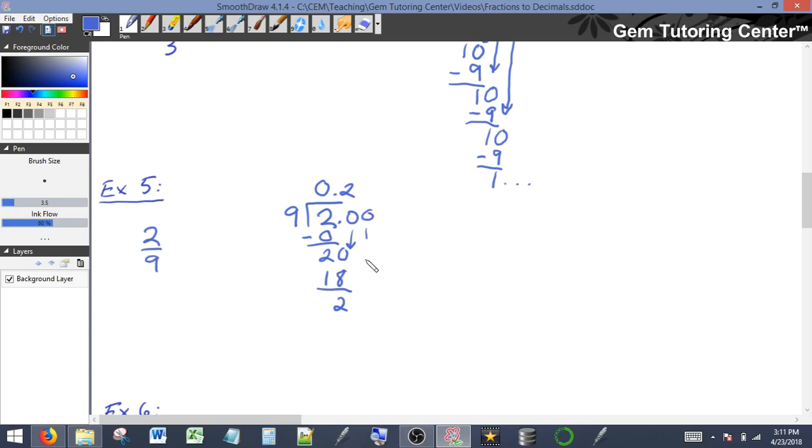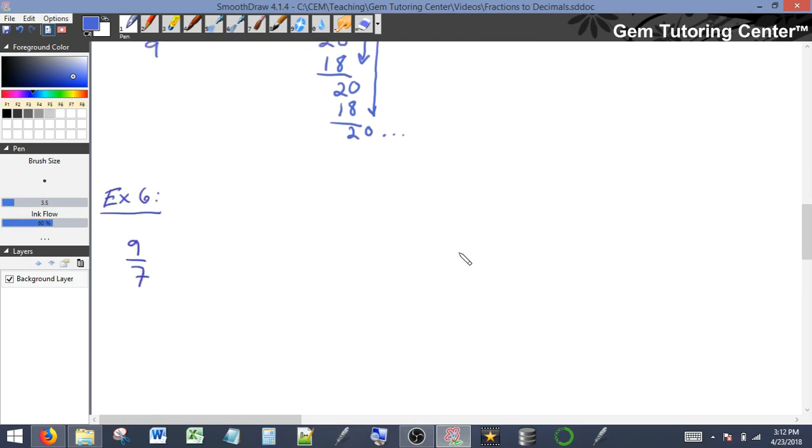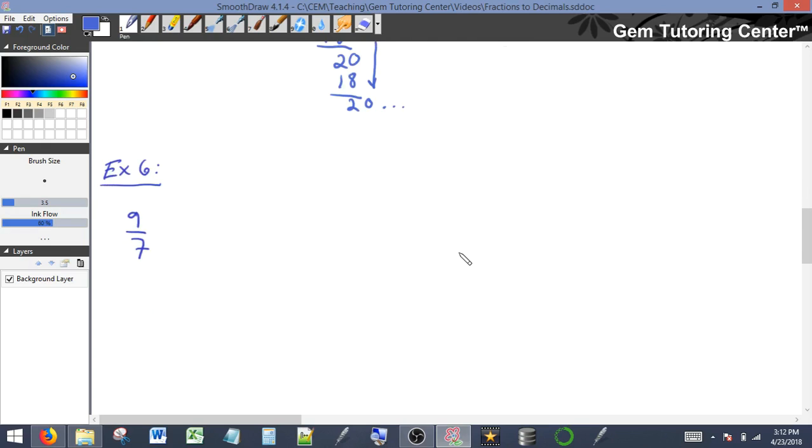Then there's another 0 that comes down, and 20. And 2 times 9 is 18, so that works this way. And again, a 0 comes down. So this keeps going on forever, and the answer that we get is actually 0.2 bar, because this 2 repeats constantly. So we put a bar over it. Now let's do one last example, and then we'll wrap up this video.